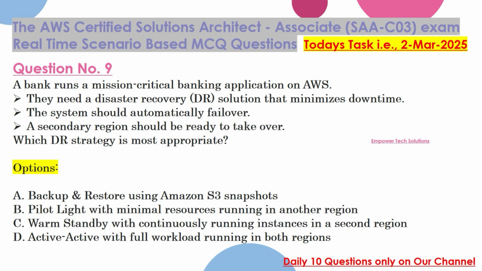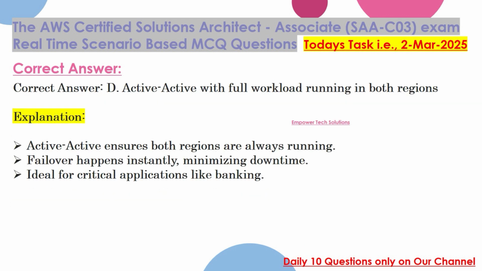Options: A. Backup and restore using Amazon S3 snapshots. B. Pilot light with minimal resources running in another region. C. Warm standby with continuously running instances in a second region. D. Active with full workload running in both regions. Correct answer: D. Active with full workload running in both regions.